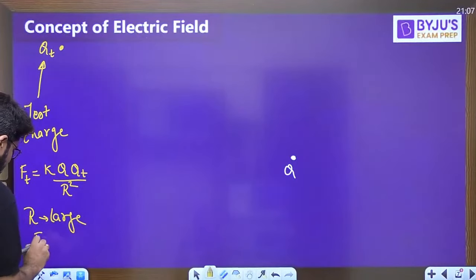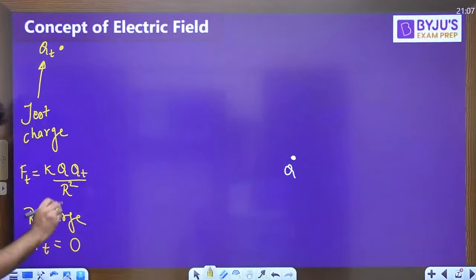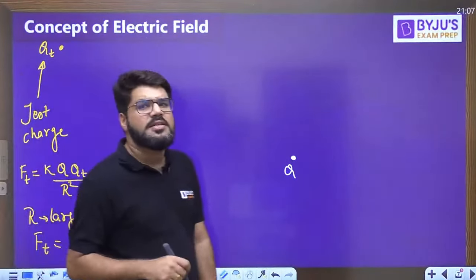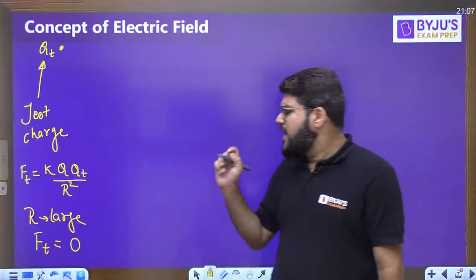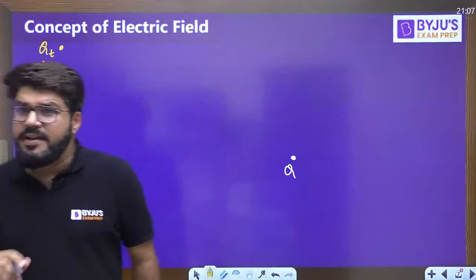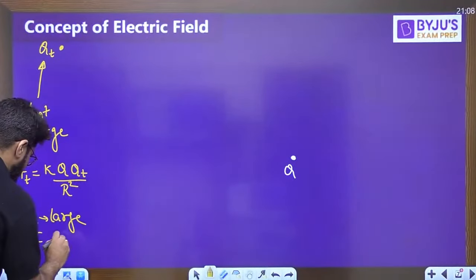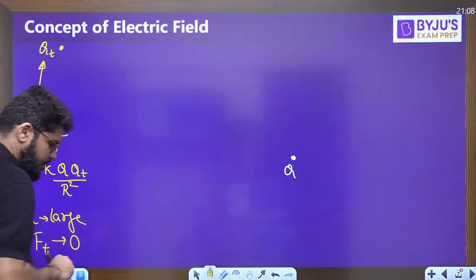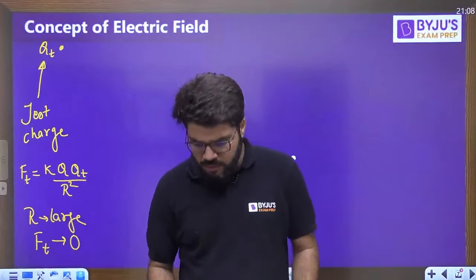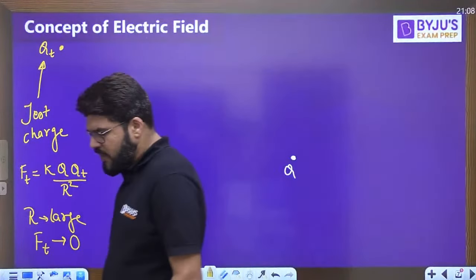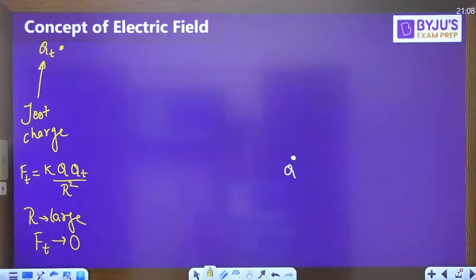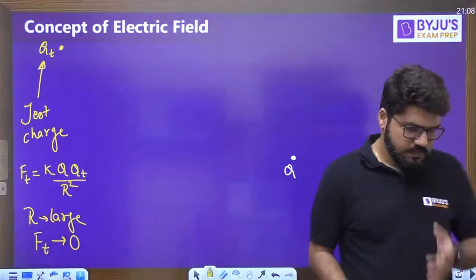So if R is large, if it is at a considerable distance initially, the force that this test charge will be experiencing is negligible, that is tending to 0. Let me put it as the force is tending to 0. Okay? The force is tending to 0. Correct.